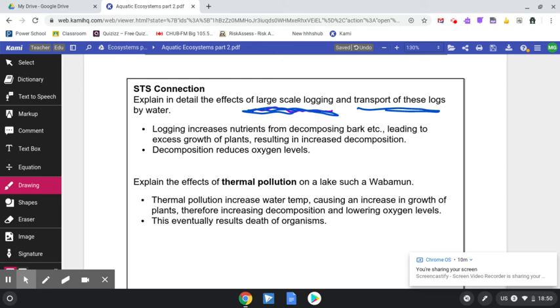Logging increases the nutrients from decomposing bark, etc. This speeds up the growth of plants, and increases the growth of plants. This increases the amount of decomposition, which eventually leads to reduced oxygen levels. So everything humans are doing is reducing the oxygen levels in lakes, unfortunately. These are the effects of not only logging, but the transport of these logs by water.